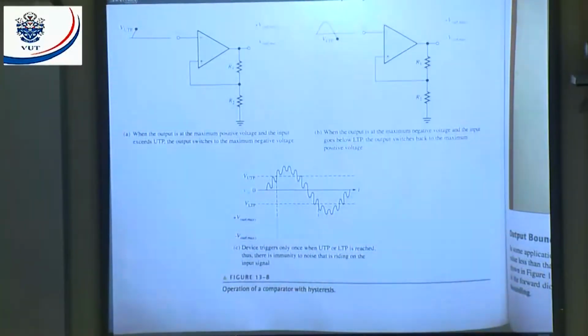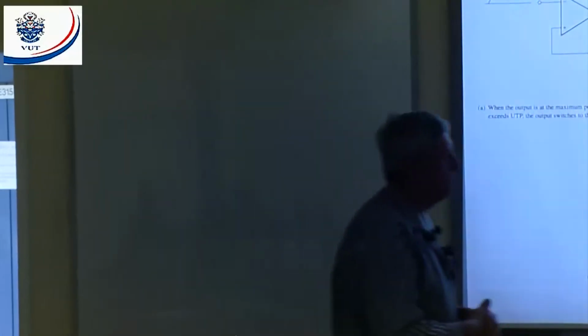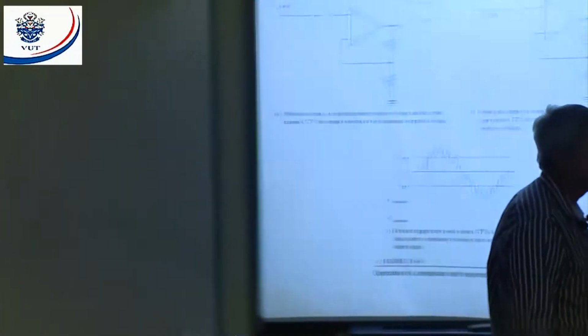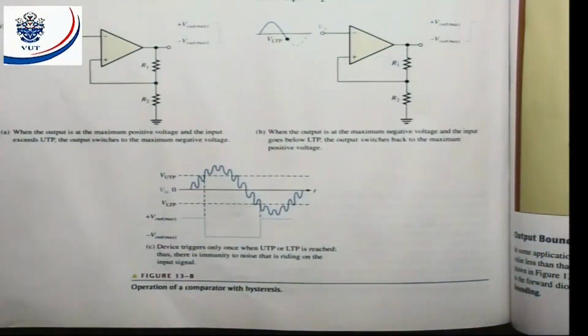That will bring us to this formula. There they tell us hysteresis is the upper trigger point minus the lower trigger point voltages. All right? You with me? All right, here's an example. Let's quickly have a look at this example.